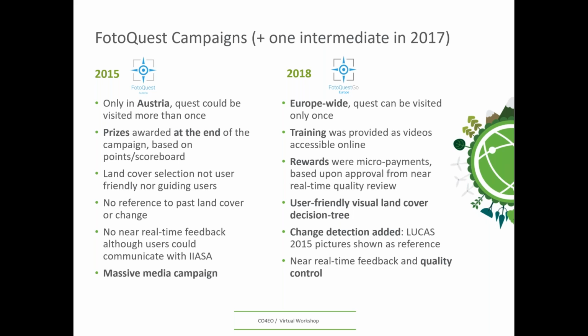And we defined a much more user-friendly UI for choosing land cover. And we also added this change detection element. So in 2018, the players were shown pictures from 2015 and asked, has there been a change, okay, in what you see now compared to 2015? And then there's this near real-time feedback and quality control system, which I'll show you in a minute.